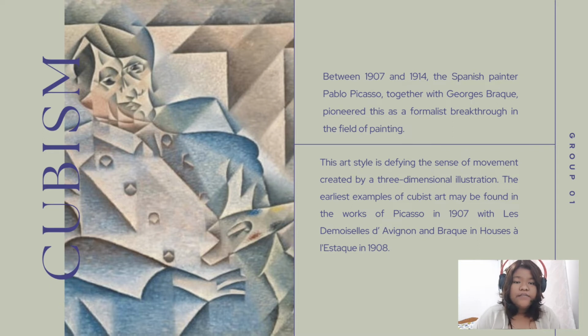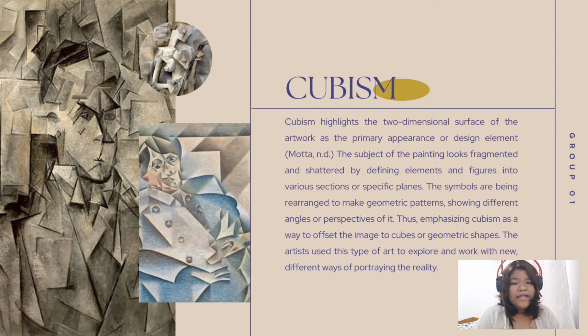This art style defies the sense of movement created by a three-dimensional illustration. The earliest examples of Cubist art may be found in the works of Picasso in 1907 with Les Demoiselles d'Avignon and Braque in Houses at L'Estaque in 1908. Cubism highlights the two-dimensional surface of the artwork as the primary appearance or design element.